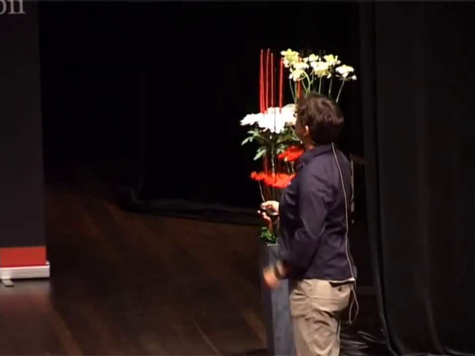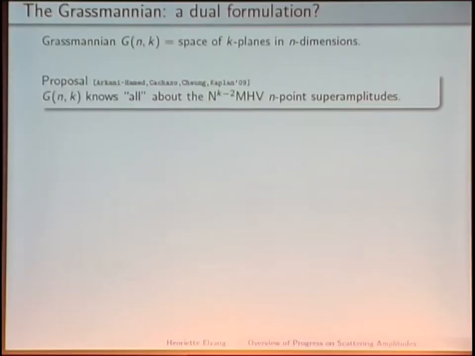But there is one thing here that might actually encode this integrability much more directly, and that's the so-called Grassmannian, which might give us a dual formulation of the scattering problem. So the Grassmannian G(k,n) is the space of k-planes in n dimensions, and the proposal of Arkani-Hamed, Cachazo, Cheung, and Kaplan was that this Grassmannian, for some given n and k, knows all about the N^(k-2) MHV superamplitudes. So for example, the 2-planes should know everything about MHVs.